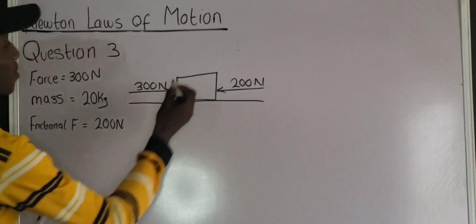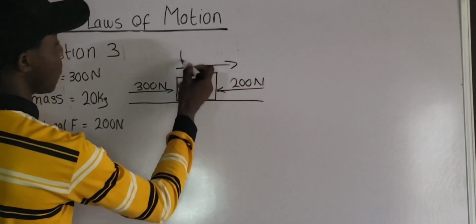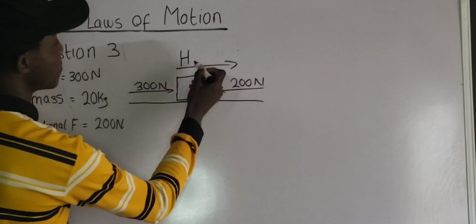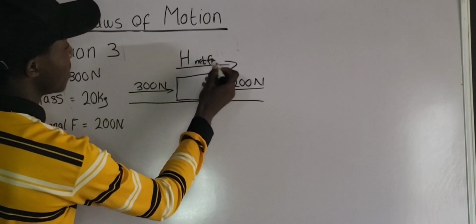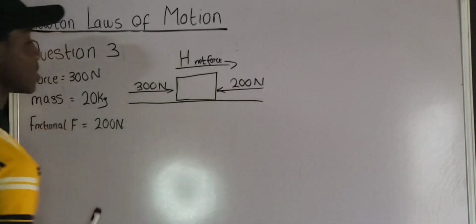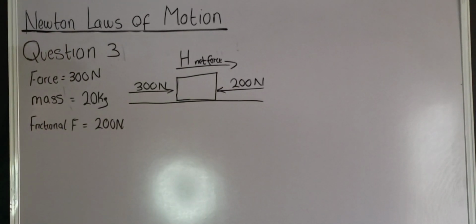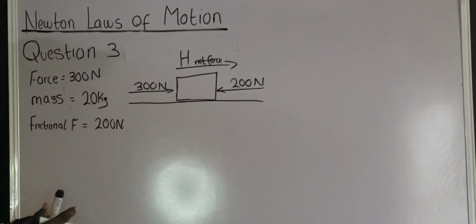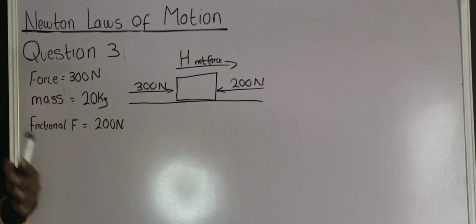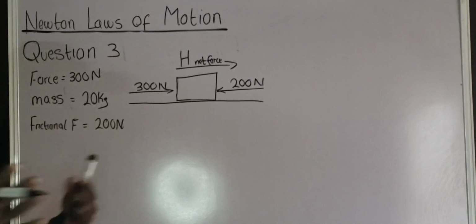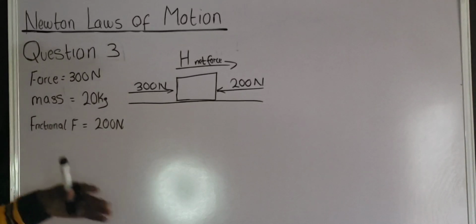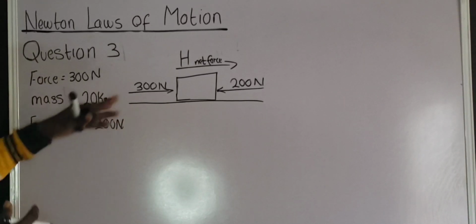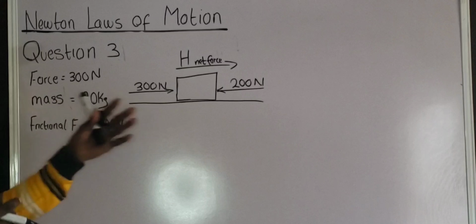Now we are told to calculate the horizontal net force. Let me call it H net force, horizontal net force. Don't forget that for an object to move, the applied force must be greater than the frictional force. You know that frictional force is the force that brings the motion of an object to a stop. So for an object to keep moving, the applied force must be greater than the frictional force.